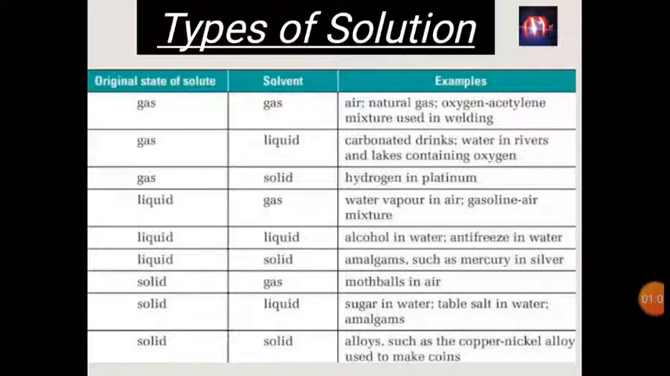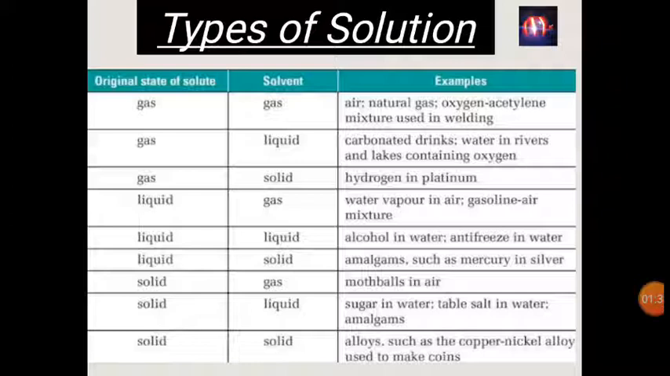Now we will move further to the topic types of solution. There are three types of solution basically. First, solid solutions. The first part of solid solution is solid in solid, which means when the solute and solvent both are solid in a solution. For example, alloys. The second part of solid solution is liquid in solid, which means when the solute is liquid but the solvent is solid. For example, amalgam of mercury with sodium.